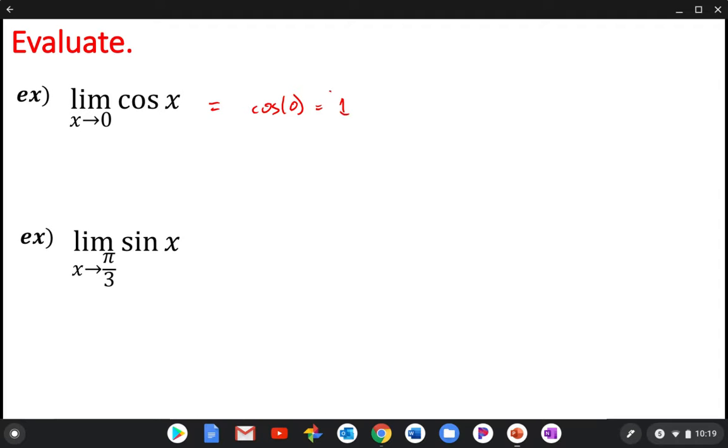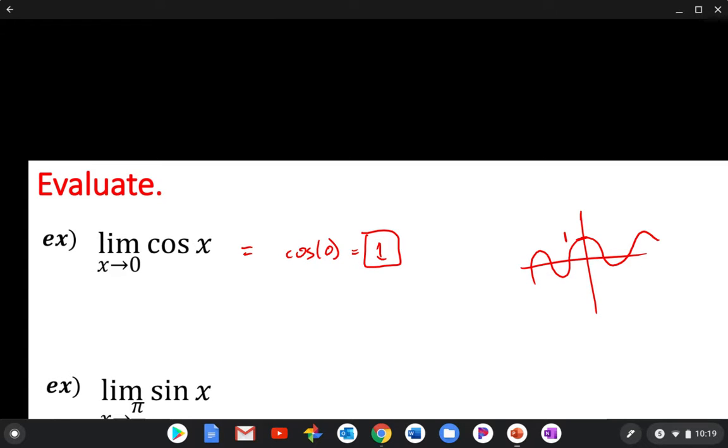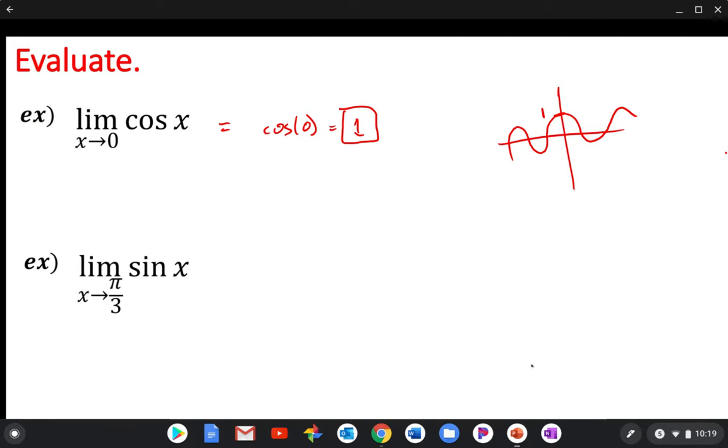And that's all there is to it. And that would be true also if you verified this graphically, because hopefully you have a good picture in your mind of what the cosine function looks like. Remember there it crosses up at 1. So we're saying as we approach 0, from either direction, the y value is approaching 1.